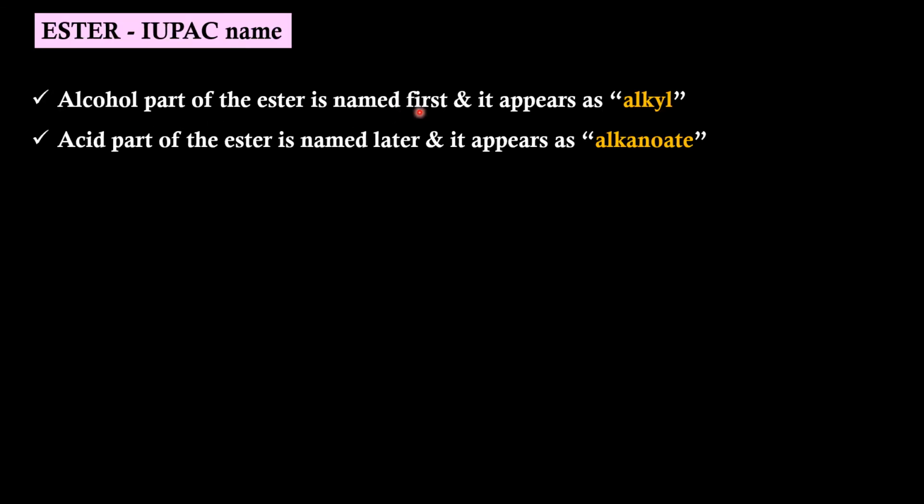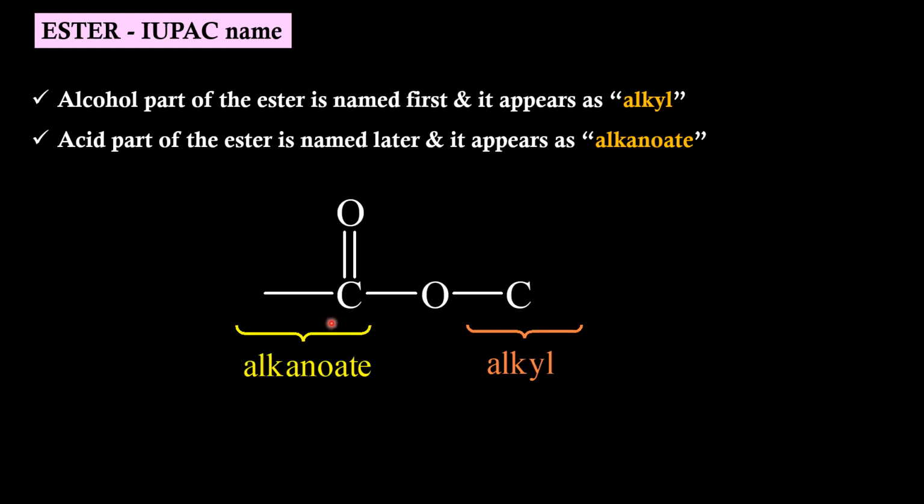The alcohol part of the ester is named first and it appears as alkyl in the IUPAC name. The acid part of the ester is named later and it appears as alkanoate. So the IUPAC name of an ester will be alkyl alkanoate. In the molecular structure, this is the alkanoate part, that is of the acid. This is the alkyl part, that is of the alcohol. Alkyl alkanoate will be the IUPAC name.